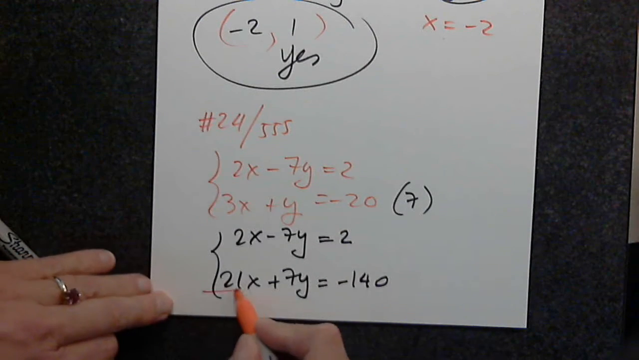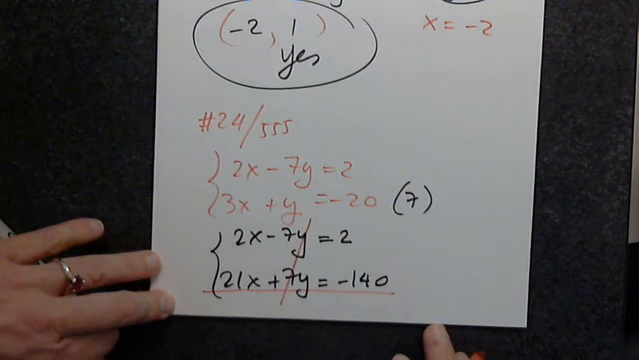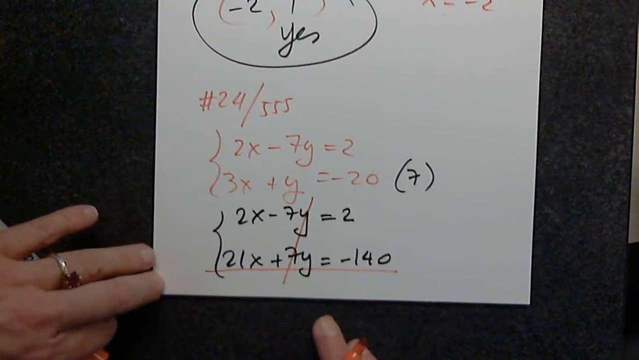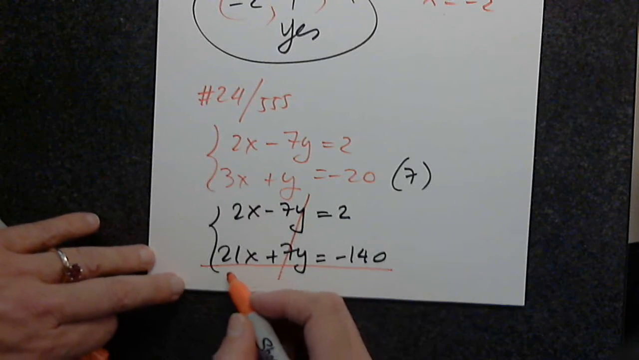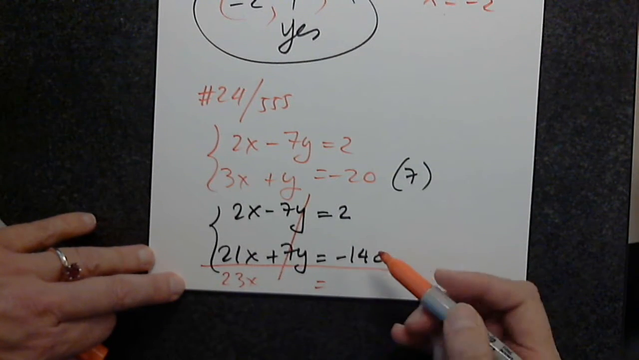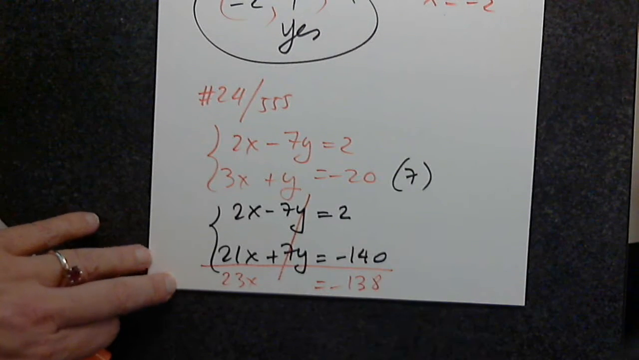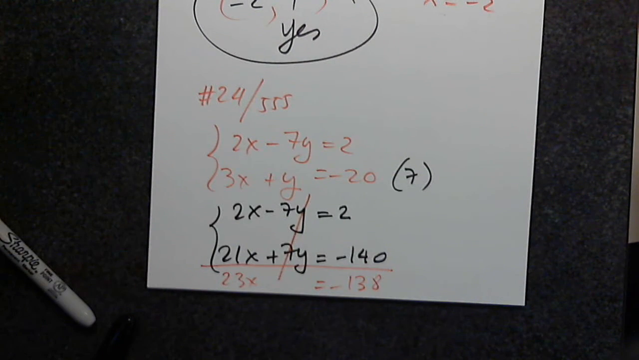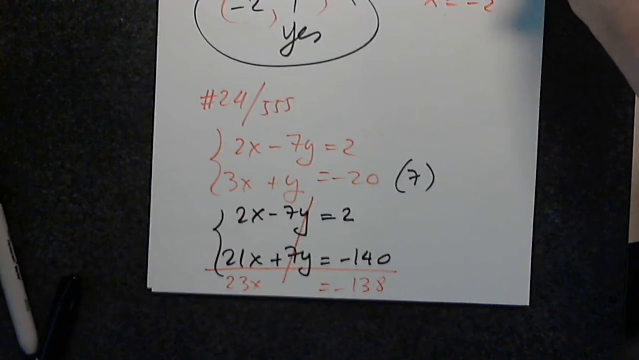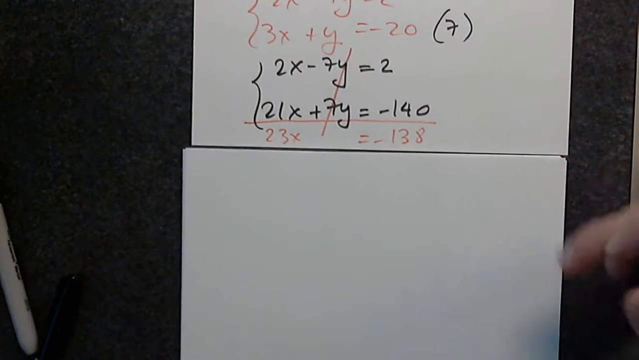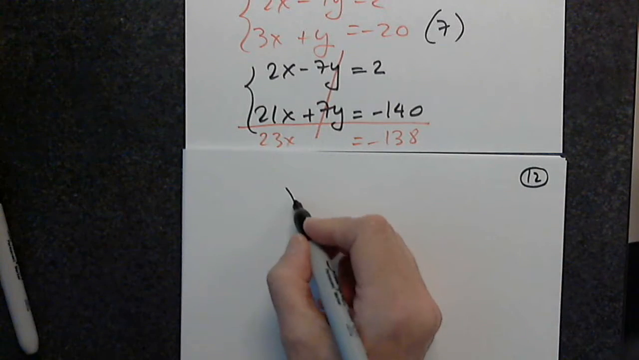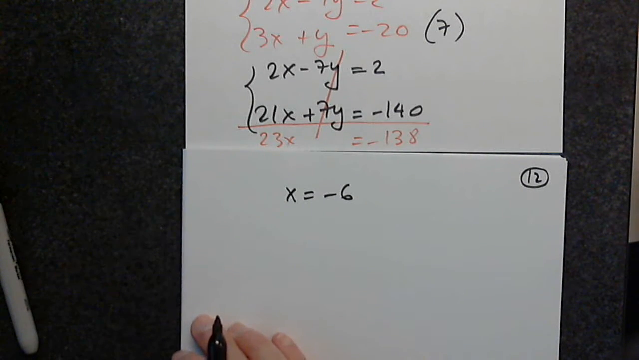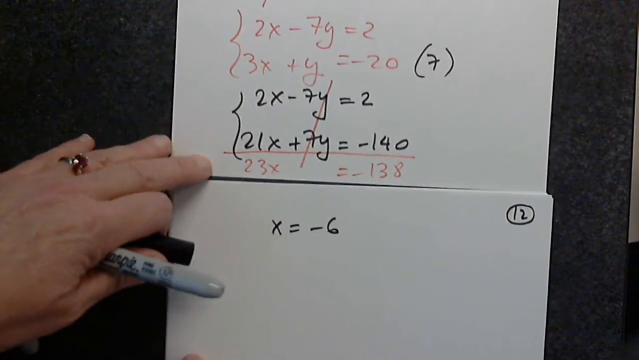Now, when I add these two term by term, these two go away. And that's exactly our plan. Our plan was to eliminate y. So 21 plus 2x is 23x. And here we have -138. Therefore, x is the ratio of -138 over 23, which happens to be -6. Is this good? Yes, it's good, but it's not good enough.